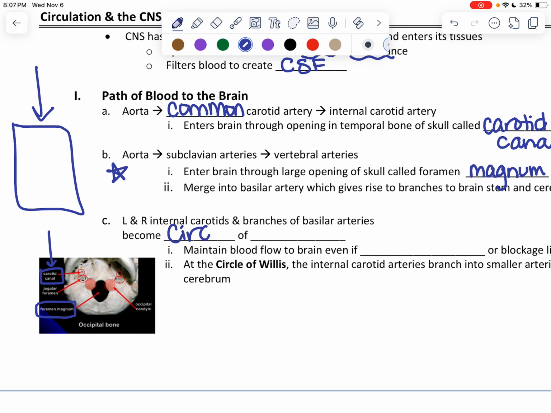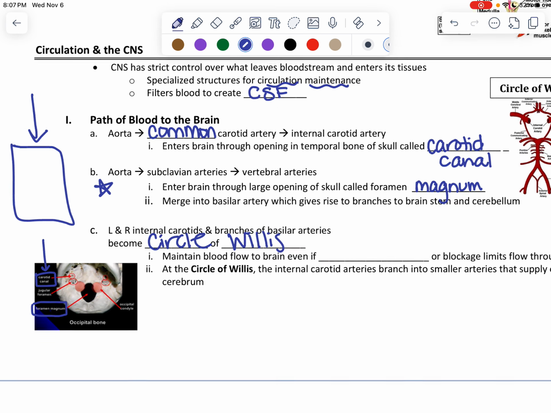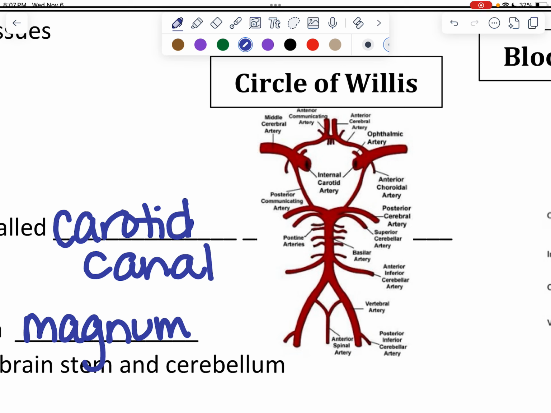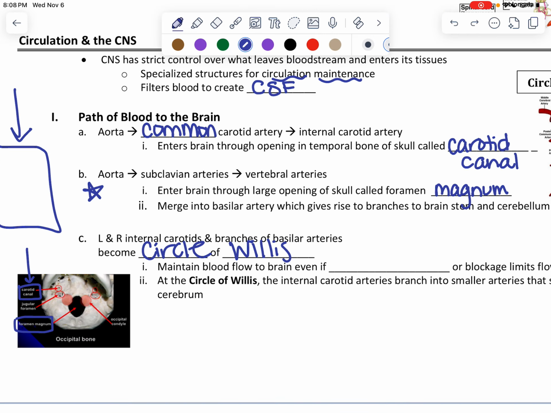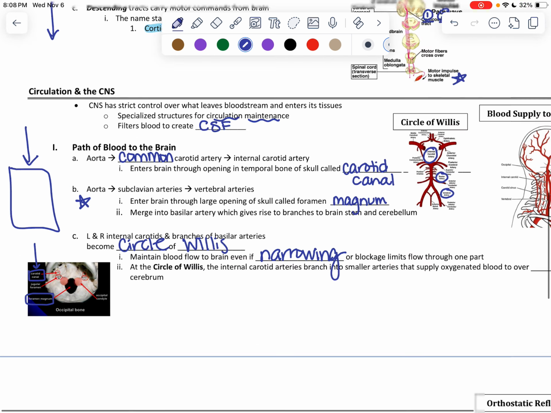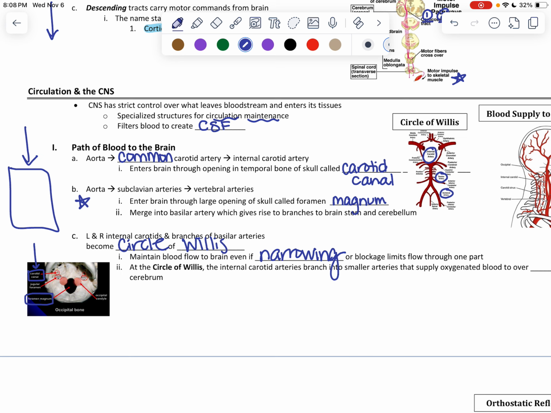Now, the circle of Willis is a really cool structure in the brain. It's blood vessels, and it looks like this. We see our basilar arteries here, vertebral arteries, and then we have the internal carotid artery, and basically it makes this big circle. The circle is great because it helps maintain your blood flow, even if you have a narrowing or a blockage. It's your body's way to make sure that it doesn't limit the flow, and you always have blood circulation up there.